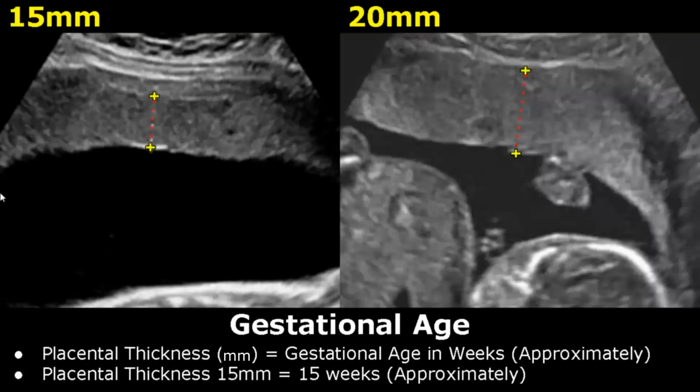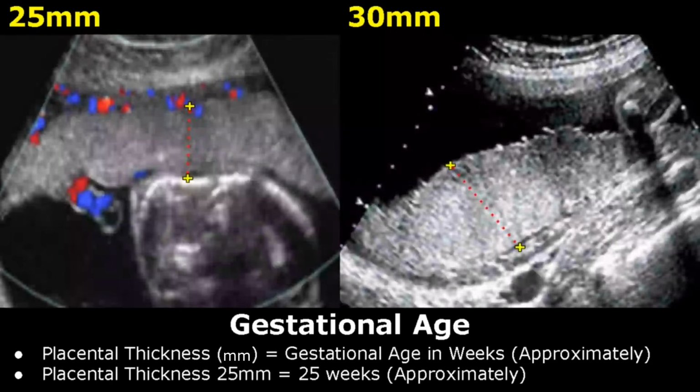The thickness of placenta in centimeters will be equal to gestational age in weeks, approximately. These images of placenta are just used as examples. In the first image, placental thickness is 15 millimeters. So the gestational age will be 15 weeks approximately. In the second image, the placental thickness is 20 millimeters, so the approximate gestational age will be 20 weeks.